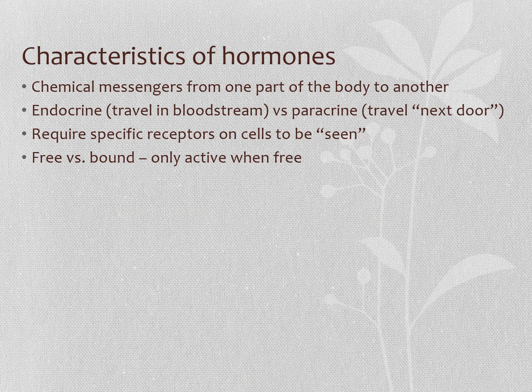So when we think about hormones, the three characteristics that I'm going to ask you to understand is that they can travel either in an endocrine fashion through the bloodstream to a distant organ, or in a paracrine fashion, which is just to a nearby region. They require receptors in order to be able to enter the cell and do their job and convey the message, and they can be free versus bound. So that's our little aside about hormones.